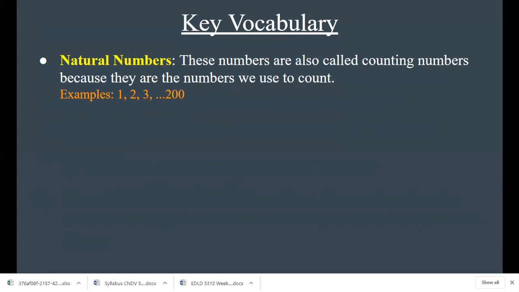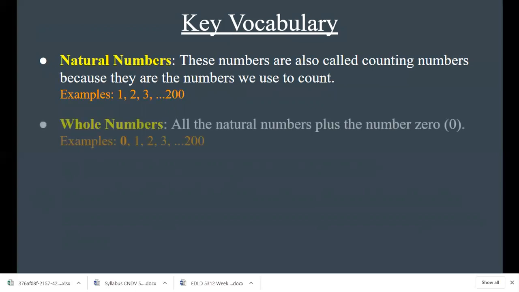If I wanted to count the number of students in my class, I would start with 1, 2, 3, and just continue on and on. If I wanted to count the number of people in a big crowd, obviously the number would be higher, but it's those numbers that you can literally count things with. All the way, infinity doesn't have an end. If you can count to it, then that is a natural number, okay? And also called a counting number.